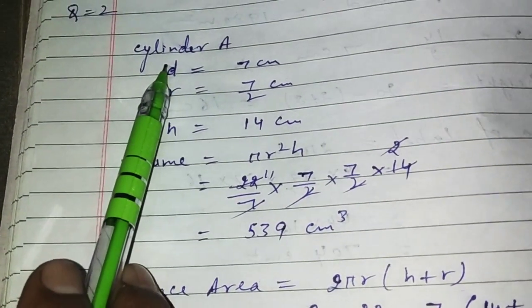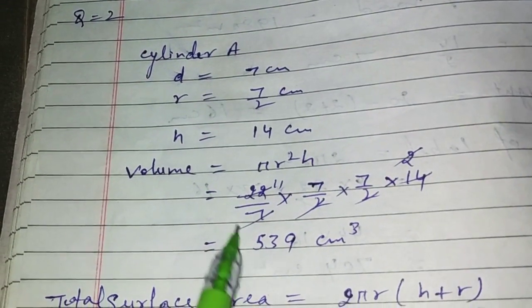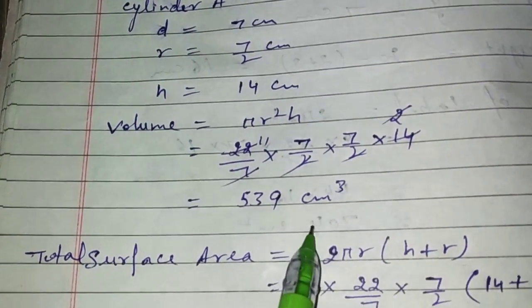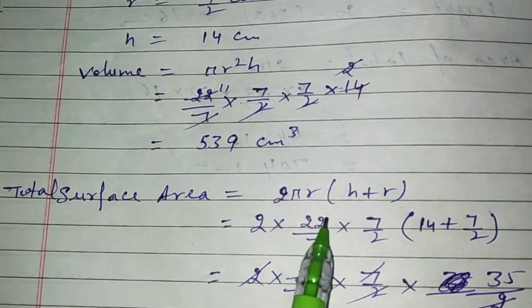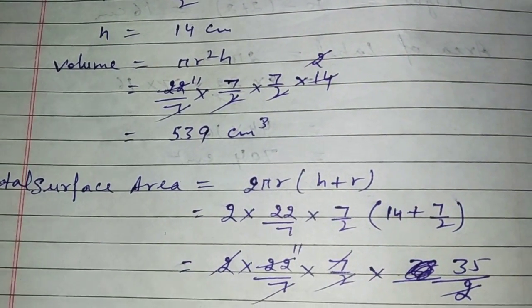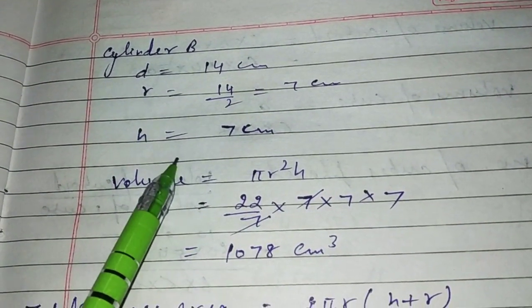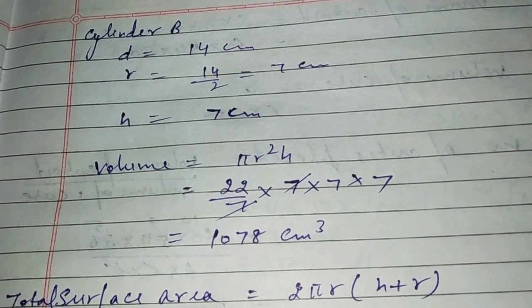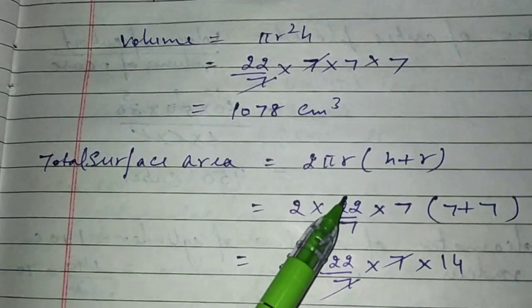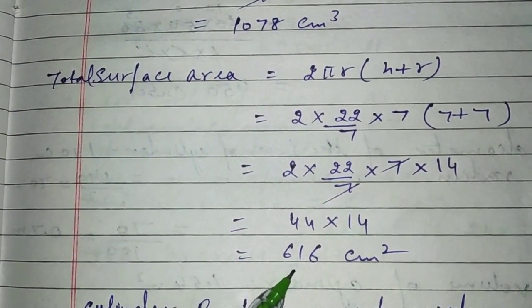So for cylinder A, diameter is given, height is given. You can find out the volume, that is 539. Now TSA of this cylinder is 2 pi r (H plus r), that is 385. For cylinder B, the radius is given, H is given, volume is 1078, and total surface area 2 pi r (H plus r), that is 616.